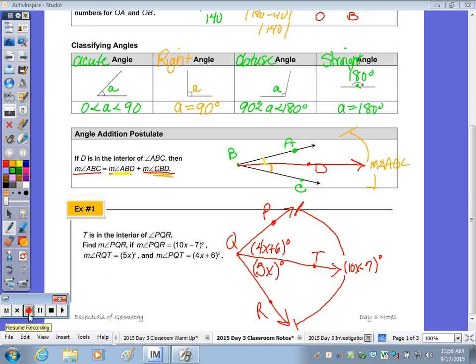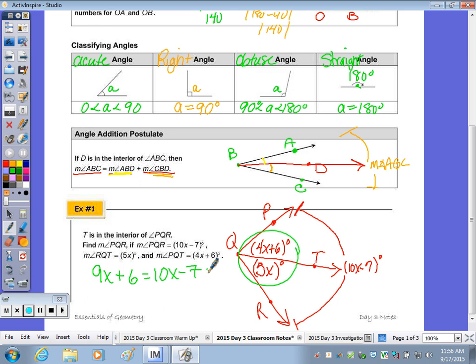So in this question, if you have a point within the interior, the first thing you should ask yourself on the homework is, is ray QT a bisector? If it doesn't tell you it specifically is an angle bisector, then the sum of the parts is equivalent to the whole. And I don't mind if you just combine these two expressions within the problem. So if I were to add those two parts, what's my expression? So when I add, I've got 9x plus 6 is equivalent to the whole, which is 10x minus 7.